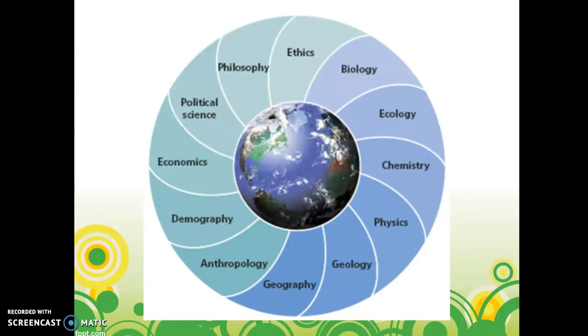So if we take a look at this figure, this is straight out of the book, all of these sub-sciences are included in environmental science. So biology, ecology, chemistry, physics, geology, geography, anthropology, demography, economics, political science, philosophy, and ethics. Lots of things going on when we talk about environmental science.